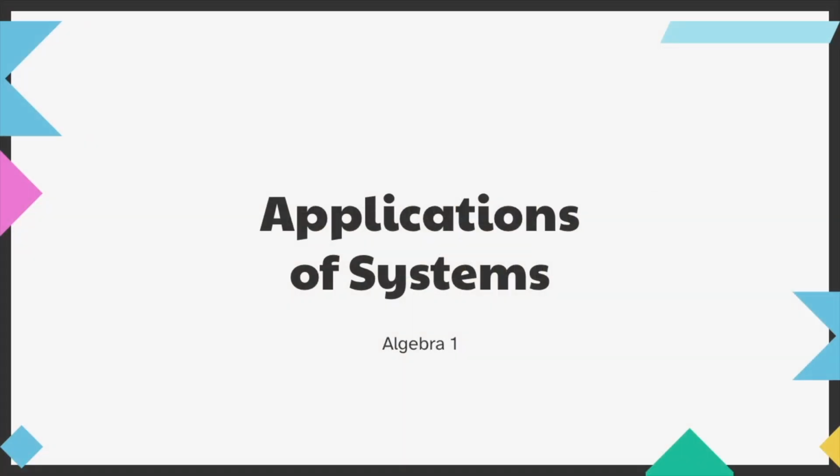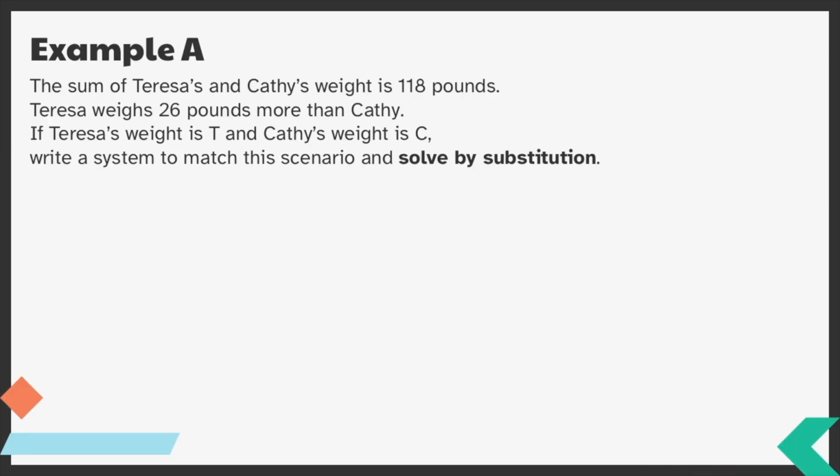Welcome back. Today we're talking about applications of systems, so let's take a look at example A. Here we are at example A, and it says the sum of Teresa and Kathy's weight is 118 pounds. Teresa weighs 26 pounds more than Kathy. If Teresa's weight is T and Kathy's weight is C, write a system to match the scenario and solve by substitution.